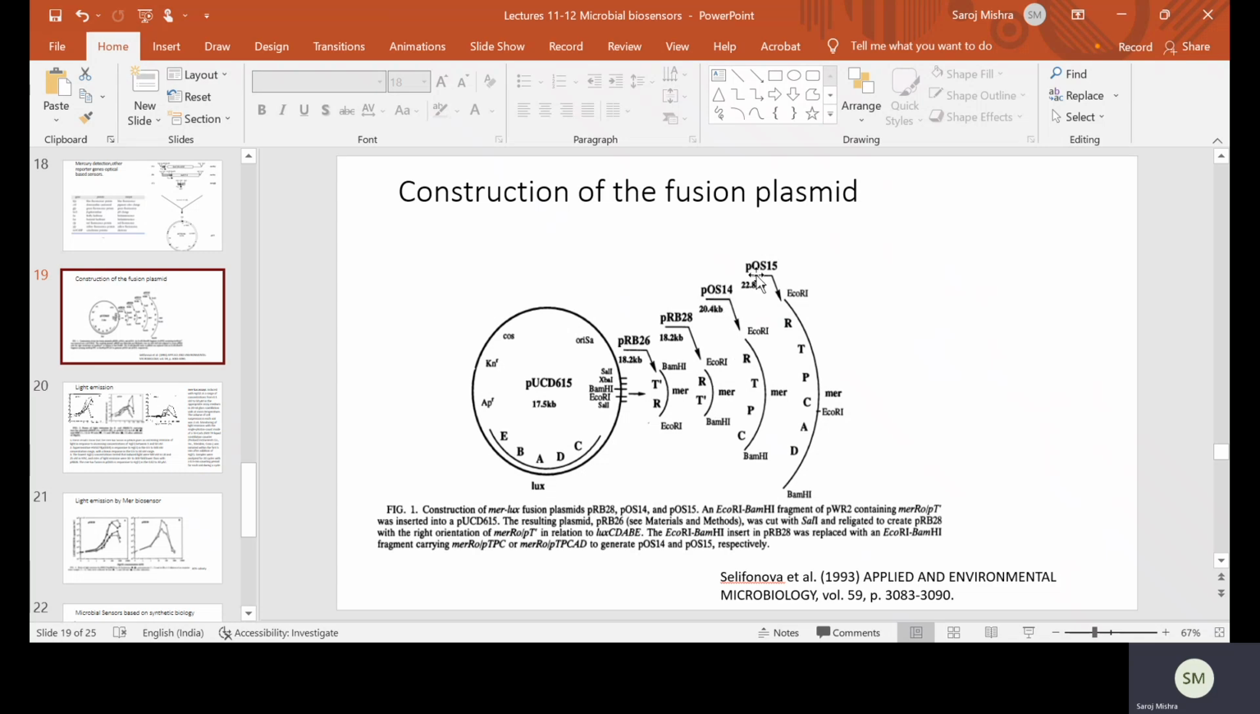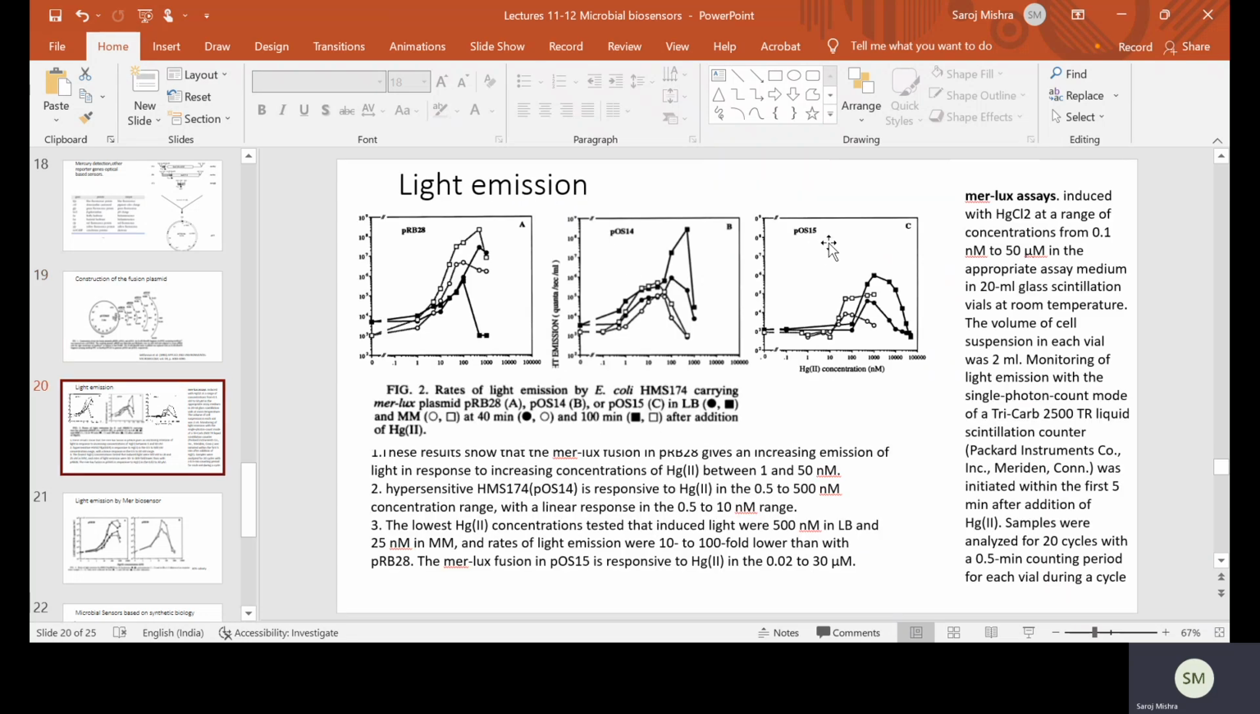Similarly, the POS14 and POS15, that is the response of POS14 and POS15. So there are three different plasmids now which have been introduced into the E. coli. So you have now three different types of recombinant E. coli cells. Either they contain this plasmid, or they contain this, or they contain this plasmid.